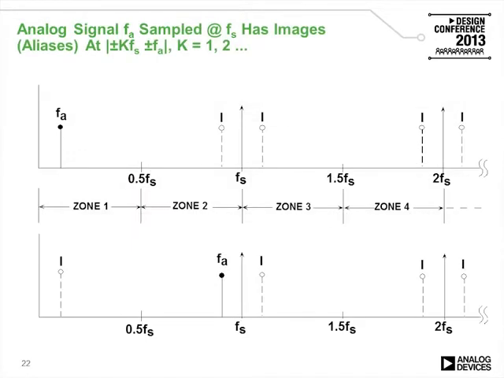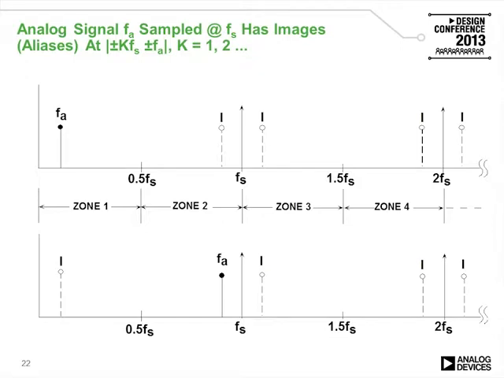So here's an analog representation of that phenomenon. In the top, we have a frequency. We have our sample rate at f_s and 2 f_s. We have half f_s, which is our Nyquist frequency. And then we're also showing 1.5 times f_s as a marker. So in the top signal, our analog input signal is well within our baseband.